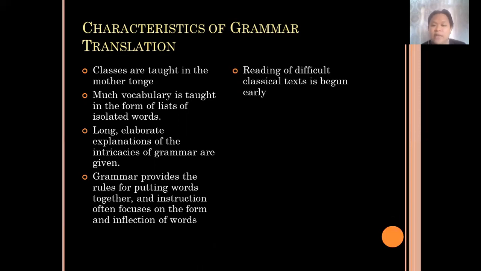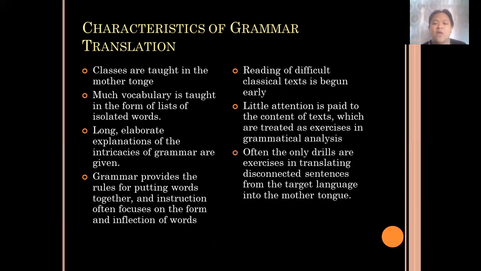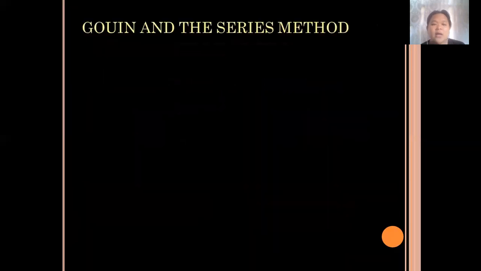The next one is reading of difficult classical texts is begun early. The next one is little attention is paid to the content of texts, which are treated as exercises in grammatical analysis. The next one is often the only drills are exercises in translating disconnected sentences from the target language into the mother tongue. And the last one is little or no attention is given to pronunciation.